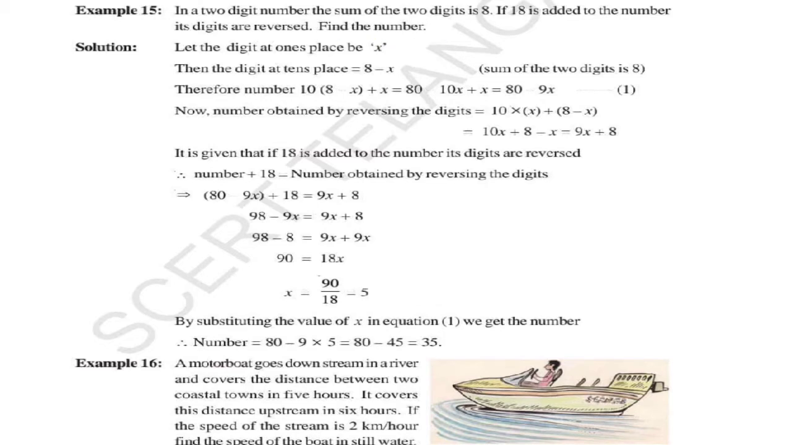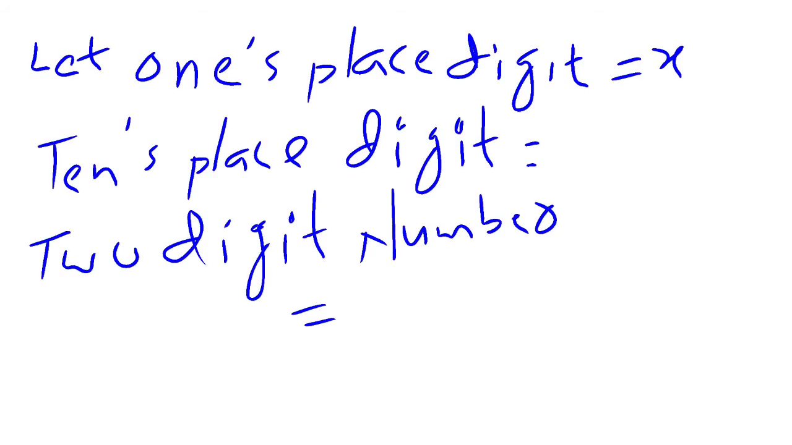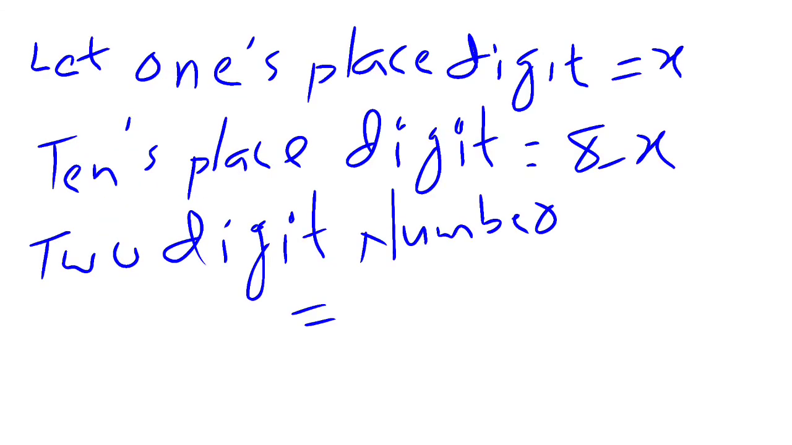First, a two-digit number has a ones place and a tens place. Those two digits sum to 8. So I am taking the ones place digit as x, then the tens place digit will become 8 minus x. Why? Because the sum of these two digits equals 8, as given in the question.